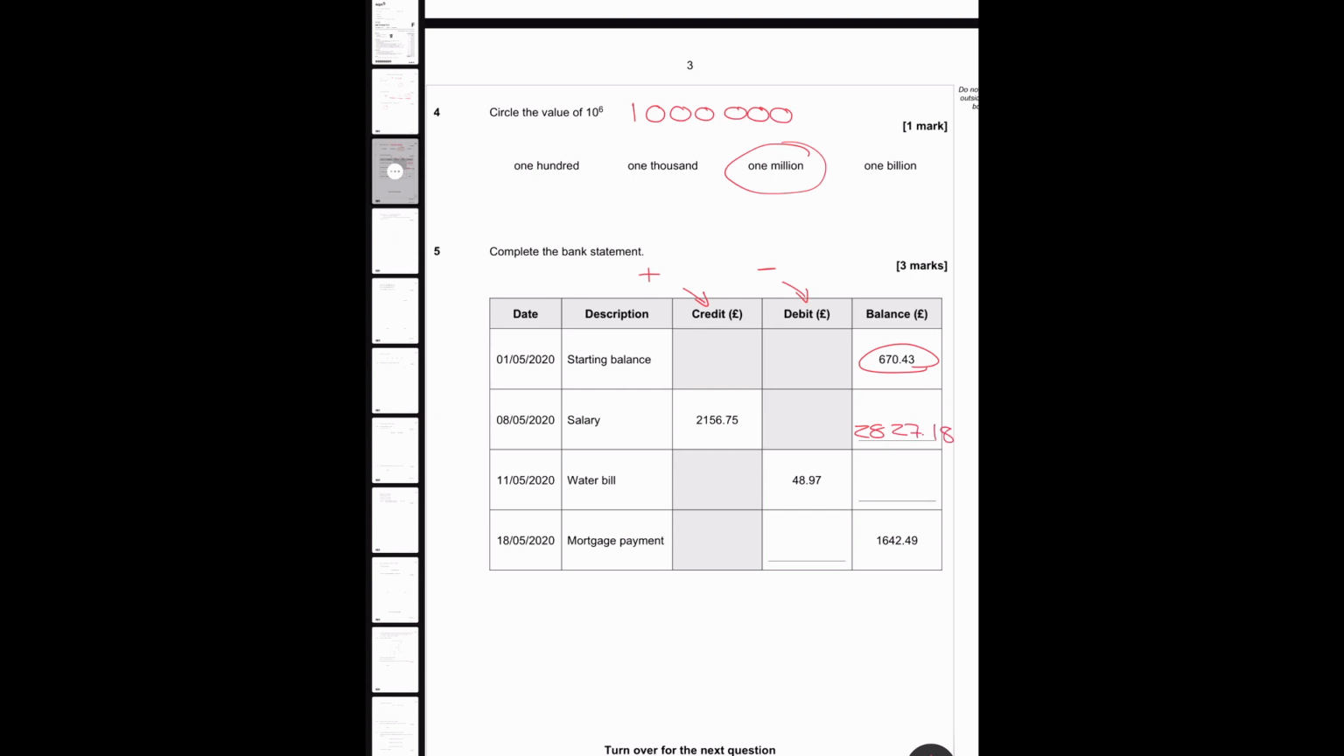Now we are paying our water bill, which means our value is going to drop, so we need to take away the 48.97, which gives us 2,778.21.